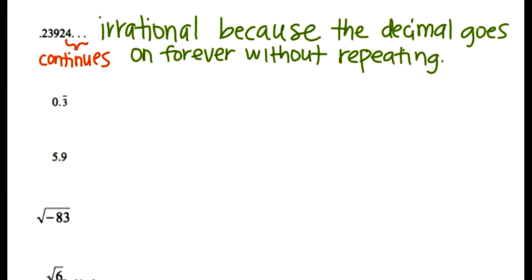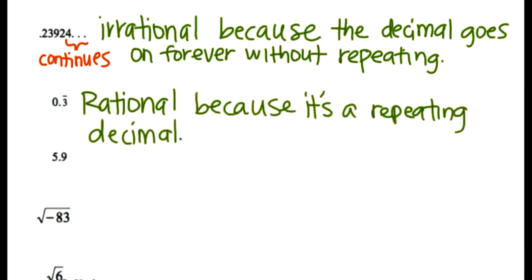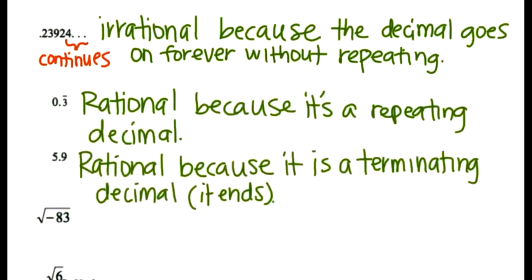0.3 repeating is a rational number, and the reason it is rational is because it's a repeating decimal. 5.9 is a rational number because it is a terminating decimal, or the decimal ends.